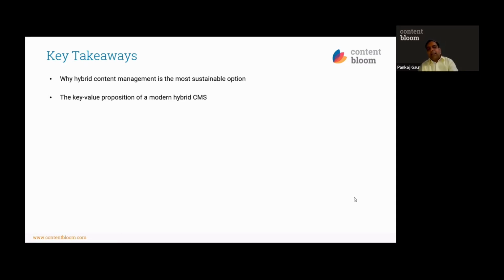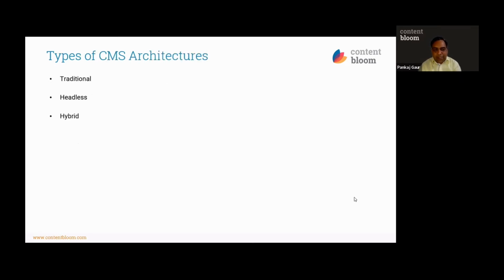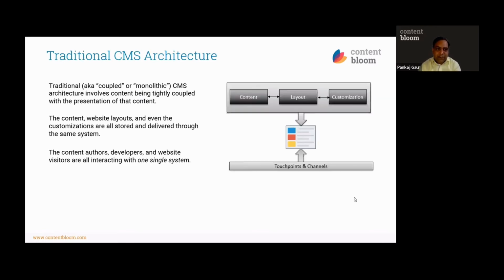The typical key takeaways I can think of from this webinar are identifying why hybrid content management is the most sustainable option and the various key value propositions of a modern hybrid CMS like .CMS. We start with the types of CMS architectures. Traditional, headless, and hybrid are the most common ones that we've probably been seeing for decades, and you know, using them in some capacity. So we start with the traditional CMS.